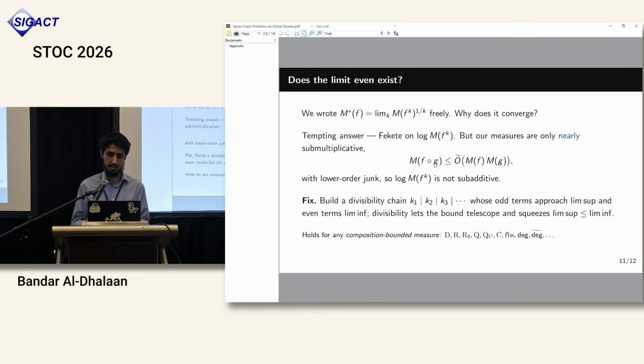You might be tempted to use Fekete's lemma on log of m of f to the k to try to prove that this composition limit exists, but the measures are only nearly submultiplicative. So to fix that, instead of looking at all k, you look at a divisibility chain: k1 divides k2 divides k3 and so on. Along a chain like that, the near-multiplicative error telescopes cleanly. So you arrange the odd steps to approach the lim sup and the even steps to approach the lim inf, and the divisibility lets you squeeze them together. And this works pretty much for any reasonable measure: deterministic, randomized, Las Vegas, quantum, certificate complexity, or degree, etc.